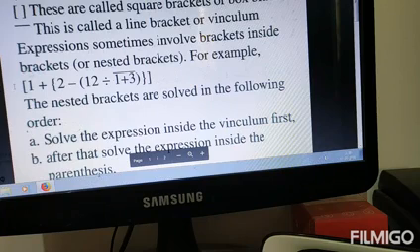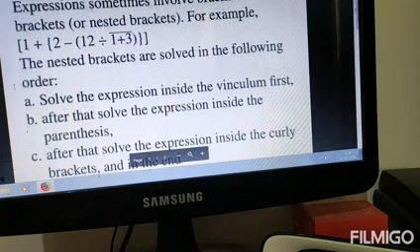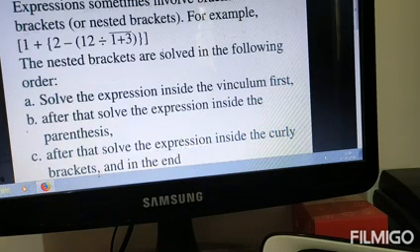Now there are certain rules and ways that you need to follow to solve sums in this sort of an expression. So the nested brackets are solved only in the following order. Now as you can see, solve the expressions inside the vinculum first. You see where the A part is written and where the vinculum is. Now I am pointing the cursor towards this. You can see 1 plus 3, there's a bar above that. So that is your vinculum. So that expression has to be solved first.